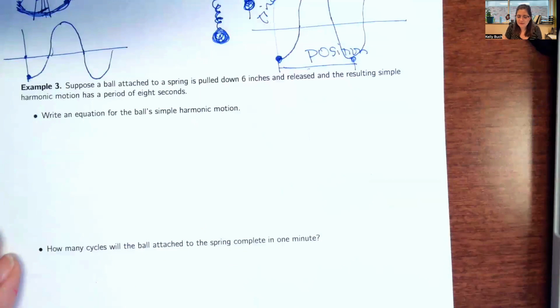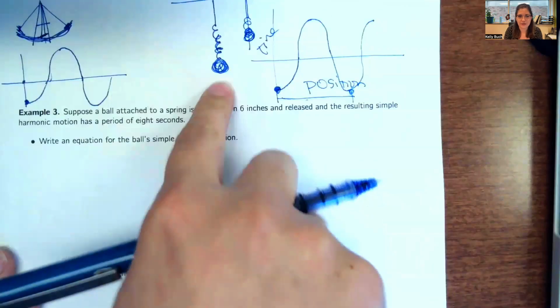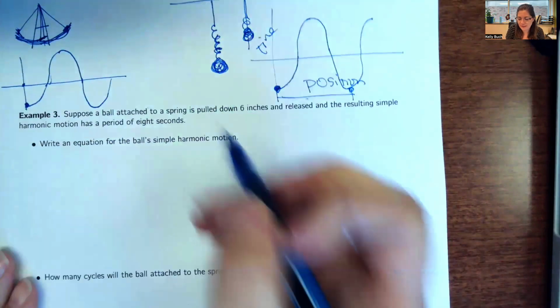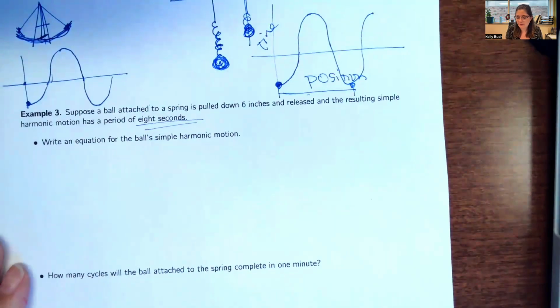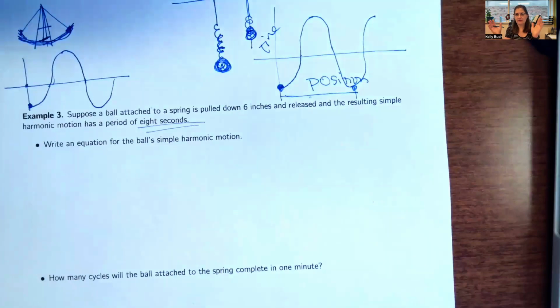So in this example, example 3, I have a ball attached to a spring, a lot like this situation here, and I'm pulling it down 6 inches, and then I'm going to release it. And it results in harmonic motion with a period of 8 seconds. And what I want to do there is write an equation for the ball's simple harmonic motion. Okay, so there's 2 facts that I know here. I know that I'm pulled down 6 inches, and I know that the period is 8 seconds.